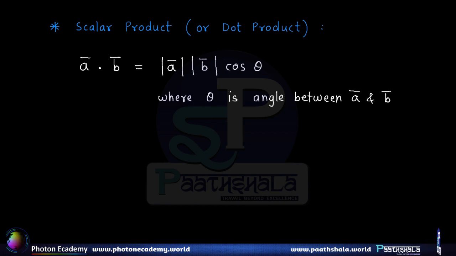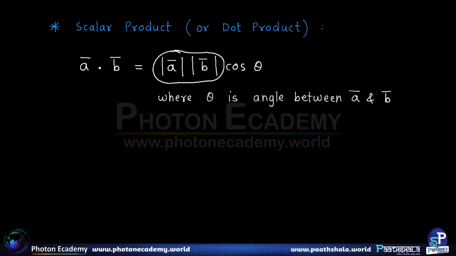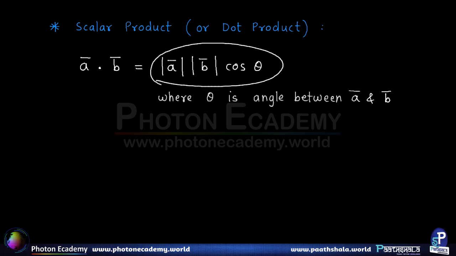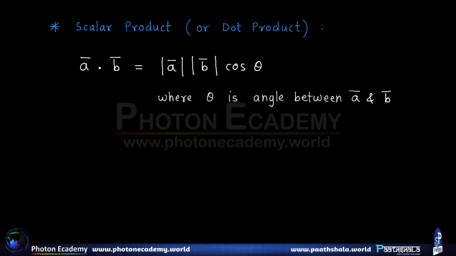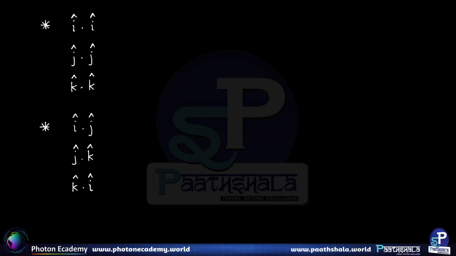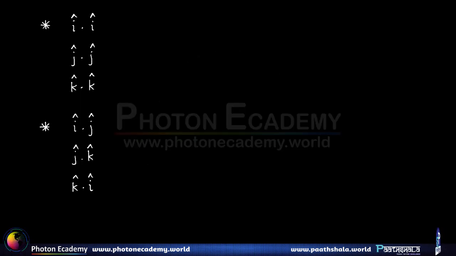Now if we look at the right side, the magnitudes are scalars, they are pure numbers, and cos of any angle is also a pure number. So the right hand side as a whole is a pure number, a scalar, and that is why we call this a scalar product. Although there are two vectors on the left side, their scalar product gives us a scalar, that is a number.